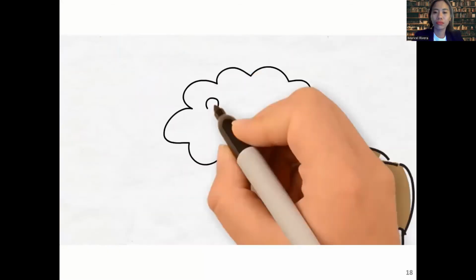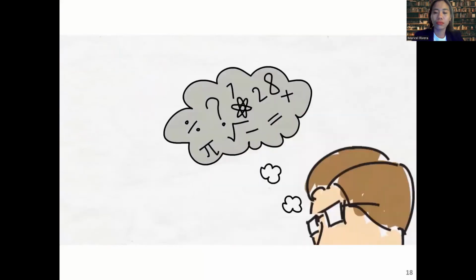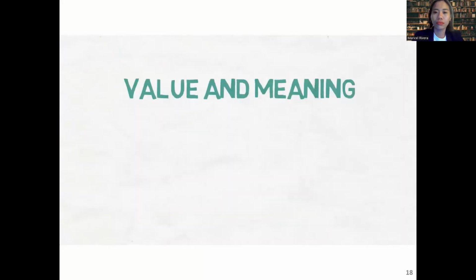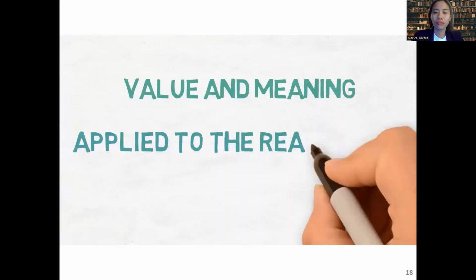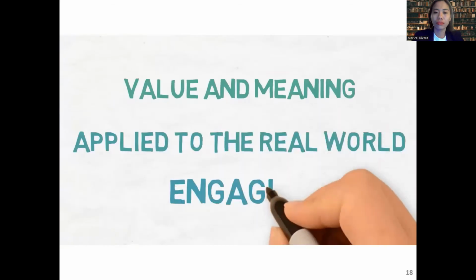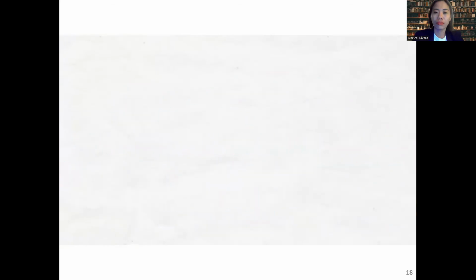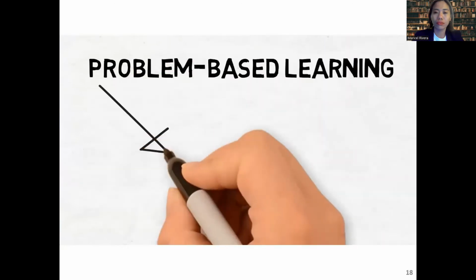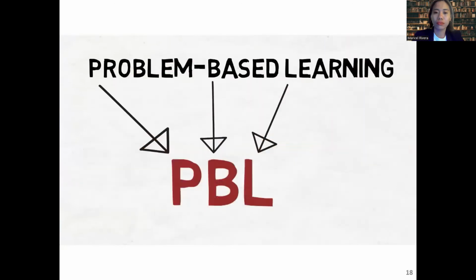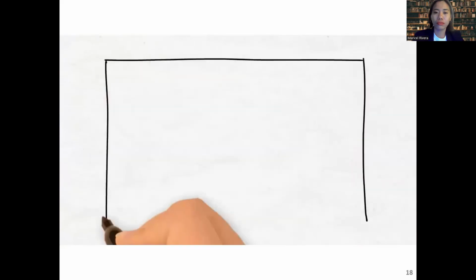How do we, as educators, find a way to show students that what they are learning has value and meaning, can be applied to the real world, and can be engaging to learn? We can do this using a method called problem-based learning, or PBL. What is this, you may ask?